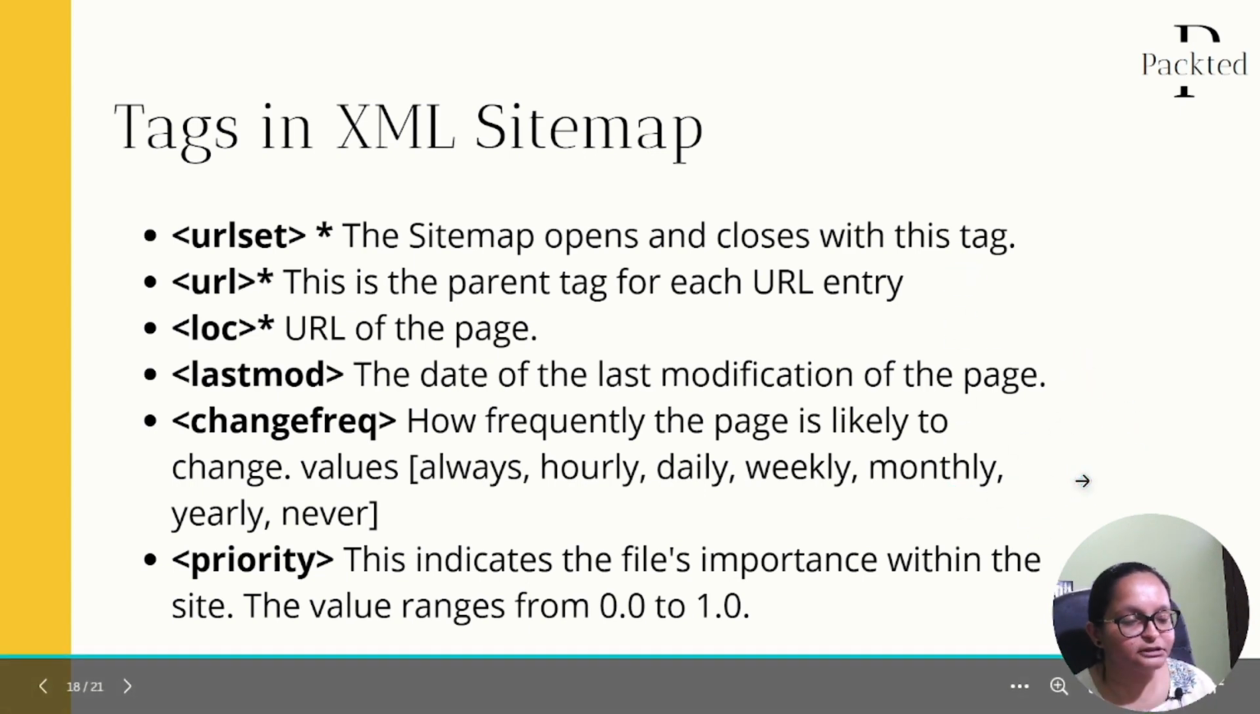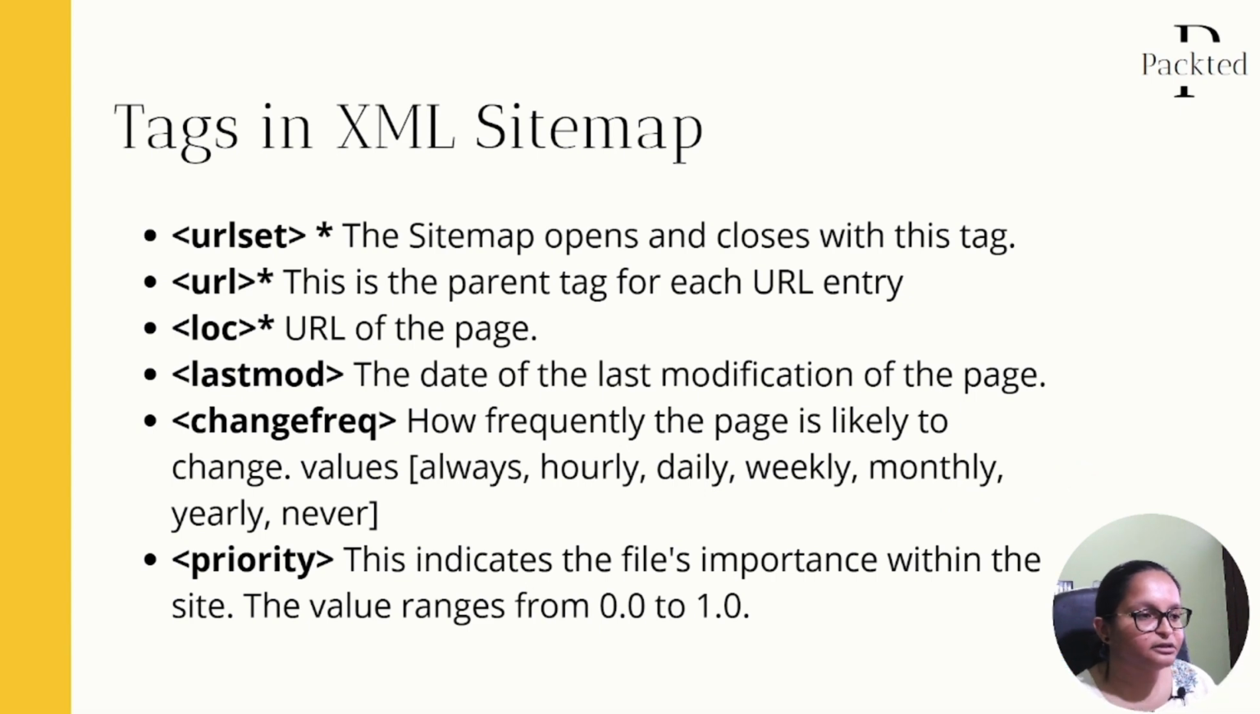So the first tag is urlset. This is basically a standard, and the sitemap file should open and close with this tag, just like the html tag in an HTML document. And next is the url tag. This is the parent tag for each URL entry. Like, before adding any URL, you should add this tag. And then the loc tag, which is basically the URL of the page.